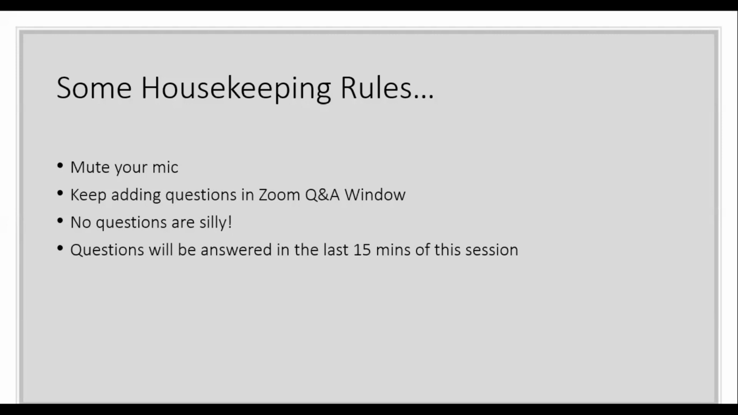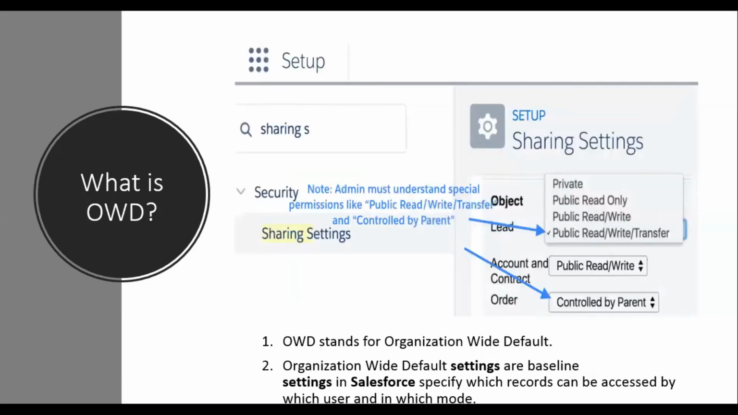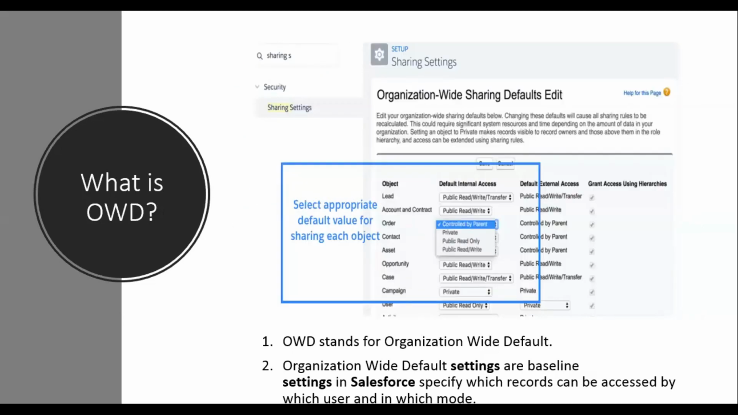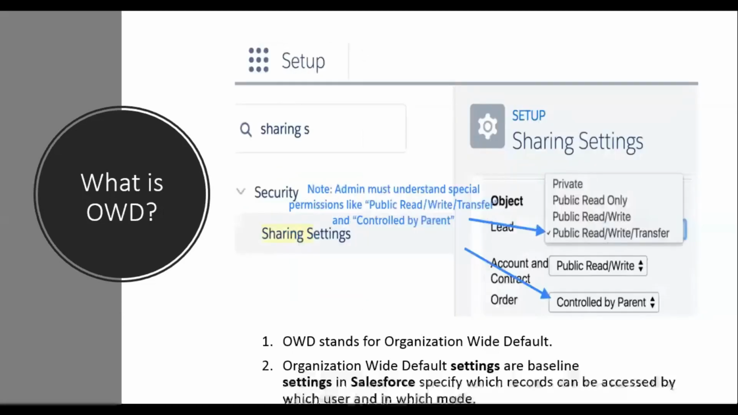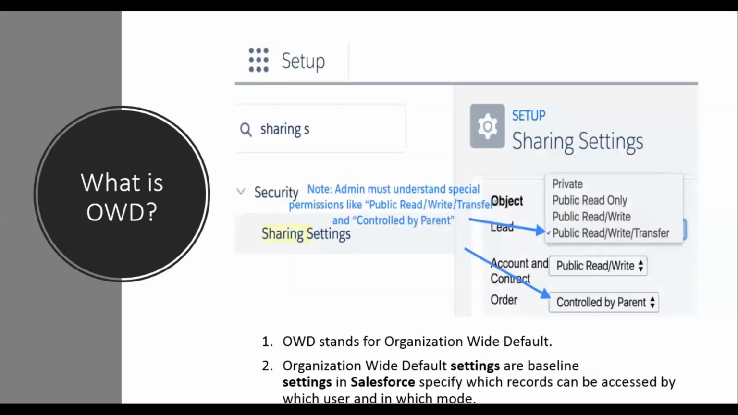Okay, so before we start with the OWD, let's see what we have learned yesterday. Yesterday we saw about profiles and the permission set, how we can control the accessibility of the object and the fields using the profile and the permission set. And today we are typically going to concentrate on how we are going to control security for the record.